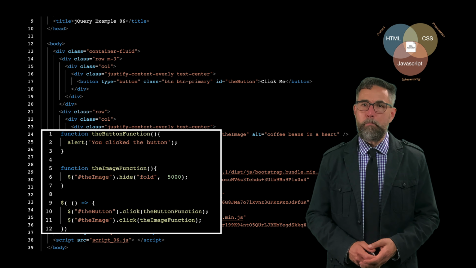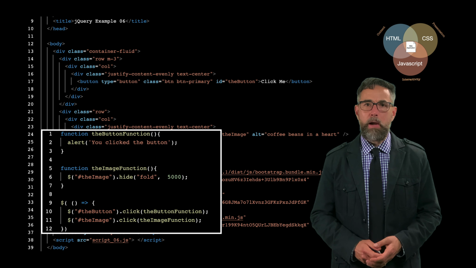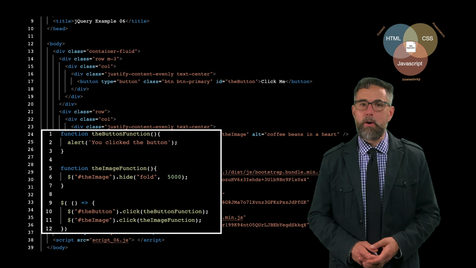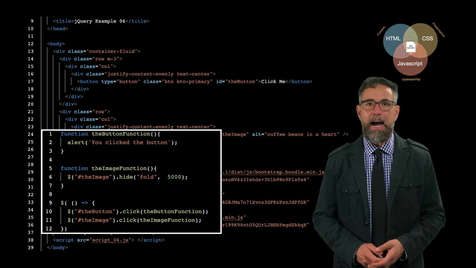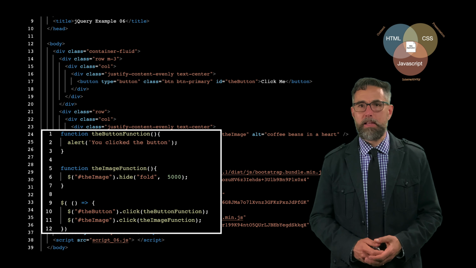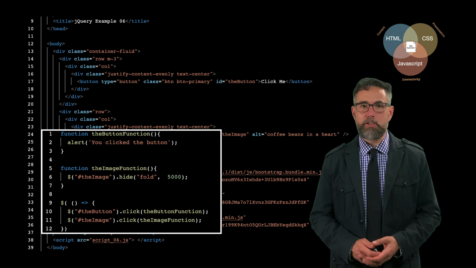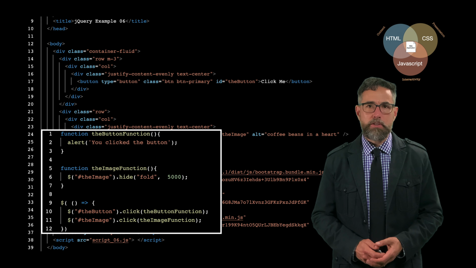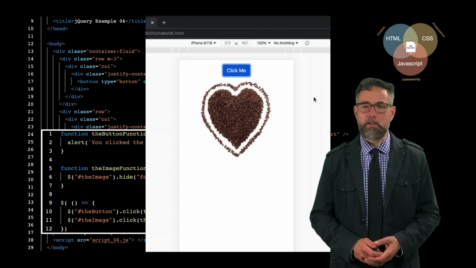So when we click on the button, we're going to get an alert, as shown in line 2. And when we click on the image, we are going to find all of the elements called the image, and we're going to hide them using a fold animation that takes 5 seconds. So 2 different click actions have been attached to 2 different elements, and the result of clicking on them are 2 different actions as well. Let's take a look at what that looks like.